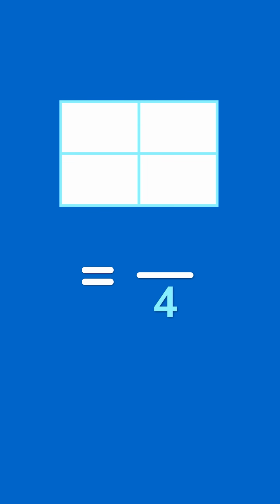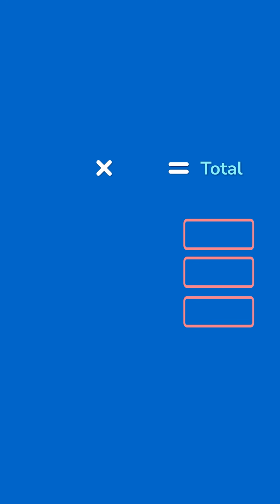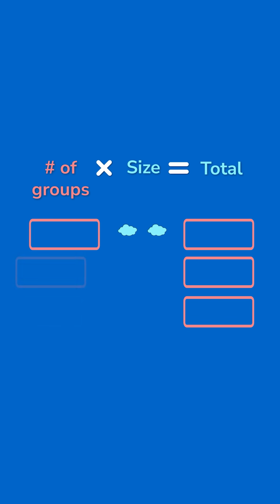The denominator of a fraction tells us how many equal-sized pieces are needed to make one whole, while the numerator tells us how many of those pieces we actually have. Multiplication can be thought of as finding a total when you know the number of equal-sized groups you are creating. In this way, one of the multipliers represents the size of each group, while the other represents how many groups you are making. Here's the really important part.